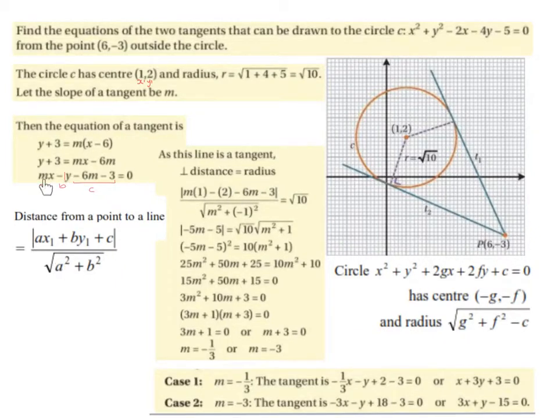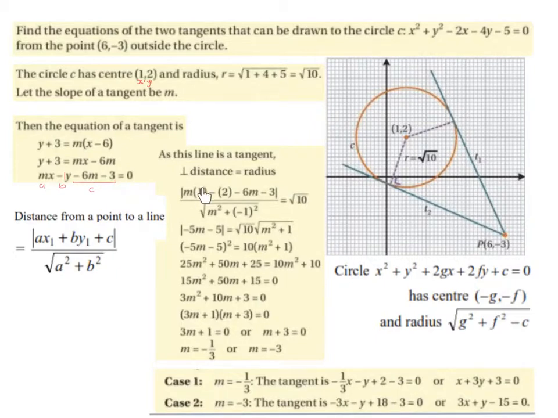So remember, the a is m, so we get the square root of m squared plus b squared, which is minus 1. So we get minus 1 squared. So this represents the perpendicular distance, and that's all equal to the radius, which is root 10. So next we simplify.